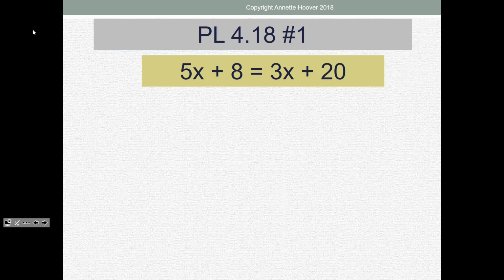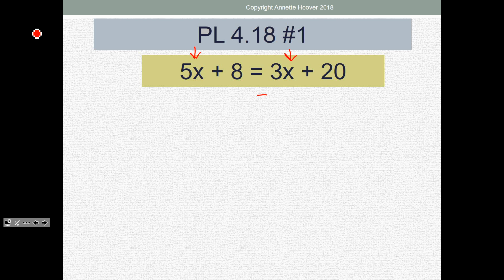If you are in my class and you're doing punchline 418, I'm going to do the first three problems here off the paper if you'd like to follow along with me. Here you see that we have the x variable on both sides of the equation. So I would choose to move the 3x, but it doesn't matter. You could move the 5x. I just like to move the smaller one.